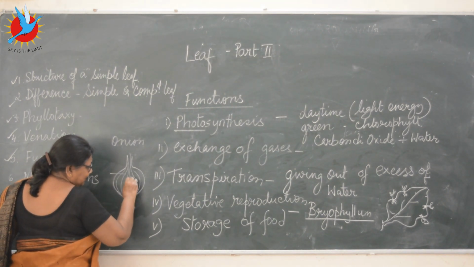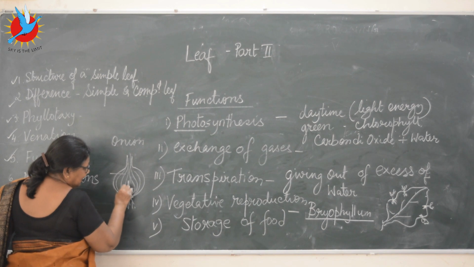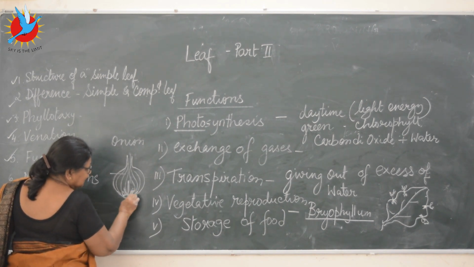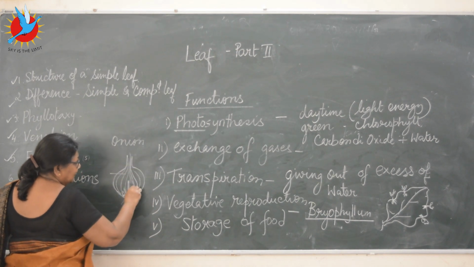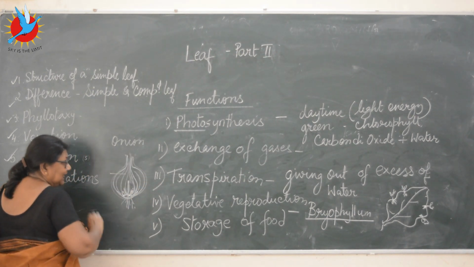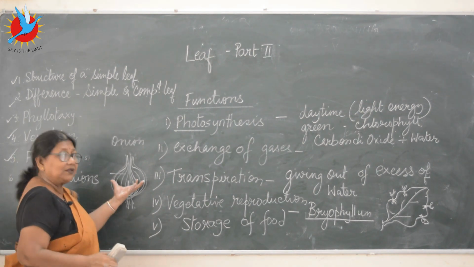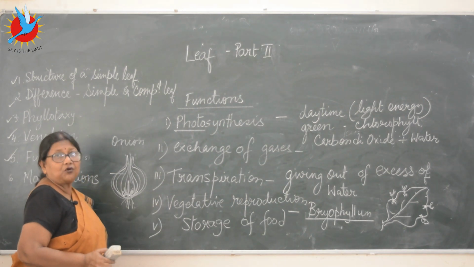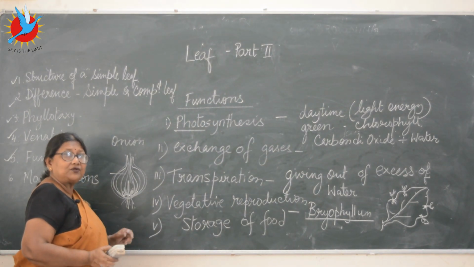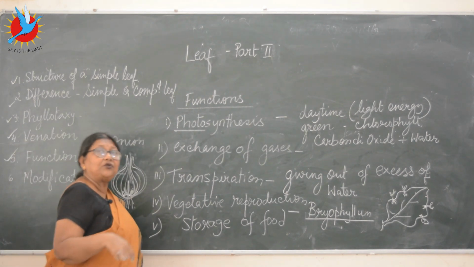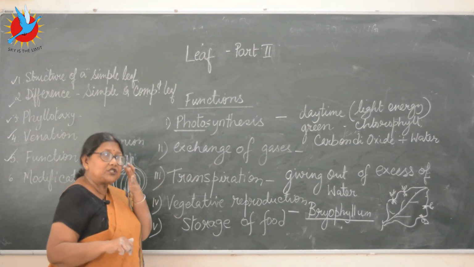This is your terminal bud. These are the apical buds. And these are axillary buds also present here at the axil. And these are the fleshy leaves. Outside, the outermost one is the scaly leaf. But the inside ones become fleshy because they store food. So leaves also store food, and we can use that. Of course, you eat spinach, you eat cabbage, these are all leaves which store food.